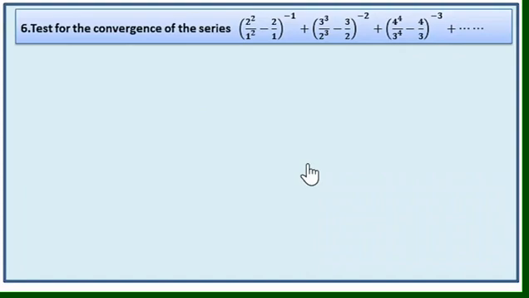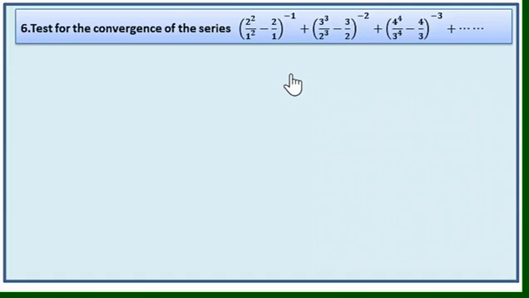Next question, test for convergence of the series 2 squared by 1 squared minus 2 by 1, the whole to the power minus 1, plus 3 cubed by 2 cubed minus 3 by 2, the whole to the power minus 2, plus 4 to the power 4 by 3 to the power 4 minus 4 by 3 to the power minus 3, plus and so on. So here note that the nth term of the series is not given.